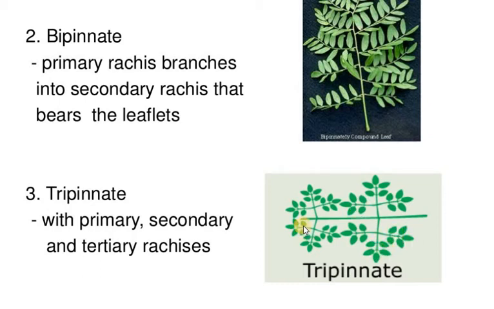So simple pinnate means only one rachis on which leaflets are arranged. It can be even pinnate or odd pinnate. Bipinnate means the primary rachis branches into secondary rachis also, and secondary rachis bears leaflets. Tripinnate means the primary rachis or the main rachis divides into primary, secondary, and tertiary rachis, and on these the leaflets are arranged.